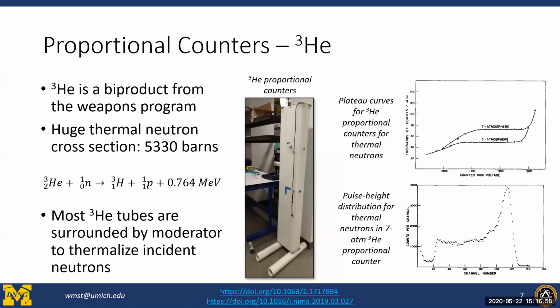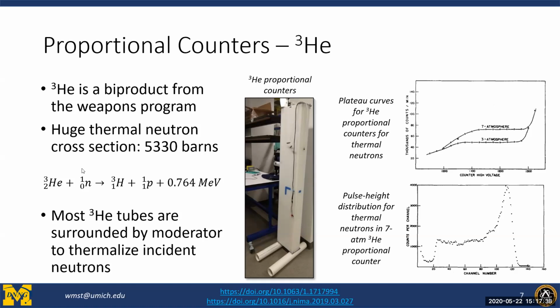And one of the reasons we really like it is it has a huge thermal neutron cross section. So it's a fantastic thermal neutron detector. On top of that, as Chris discussed yesterday, gamma ray interactions are largely dependent on density and the Z of the material. Helium-3 being not very dense and having a very low Z makes it very insensitive to gamma rays. So this detector is effectively insensitive, or has very low sensitivity, to gamma rays and very high sensitivity to thermal neutrons.